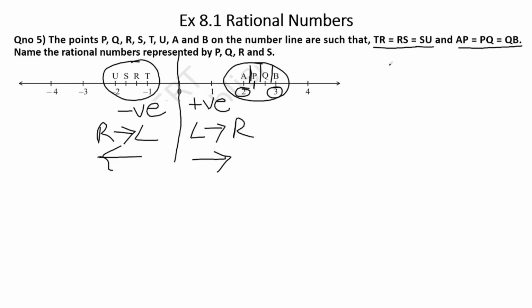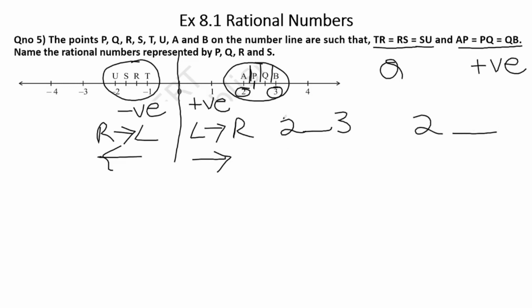Second one is Q. Now let us find for Q. Where is Q? Q is in the positive side. That means Q is a positive rational number. Right? Yes. Q lies between 2 and 3. First, let me write 2.